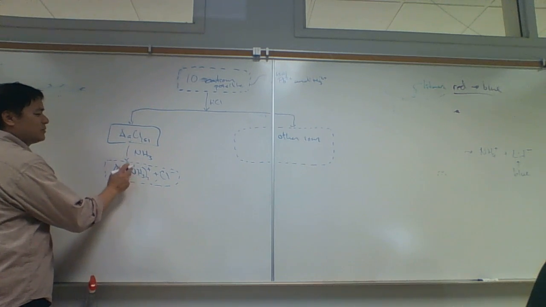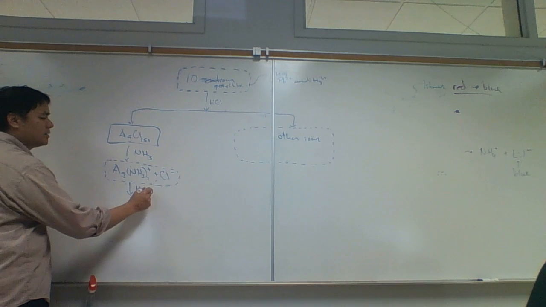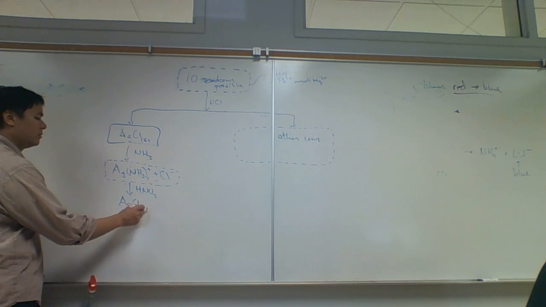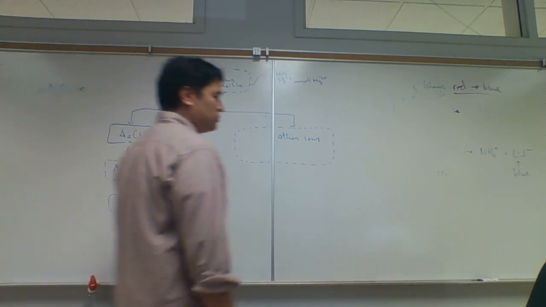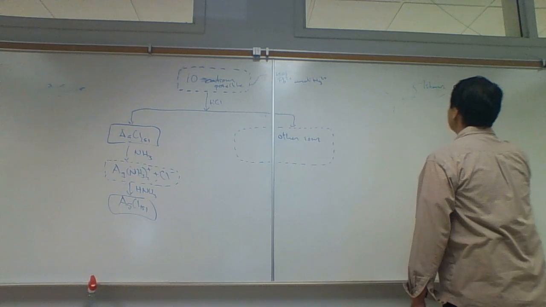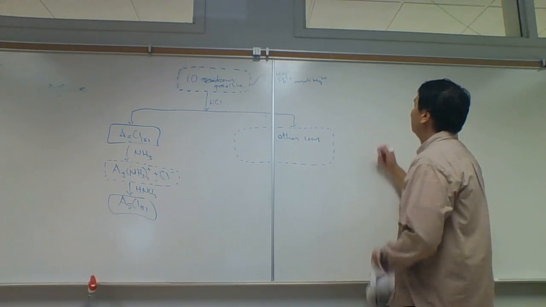If we've done this with a minimum of ammonia, then what we're going to do is kill it off using some nitric acid. We kill it off using nitric acid, and we're going to reprecipitate out our silver chloride. And so this is the test for silver ion, in terms of observations and equations that we should be able to see.